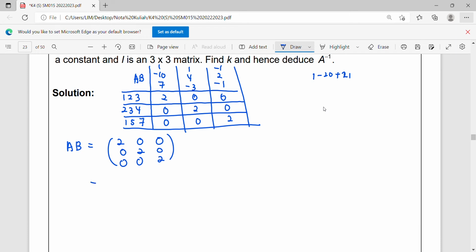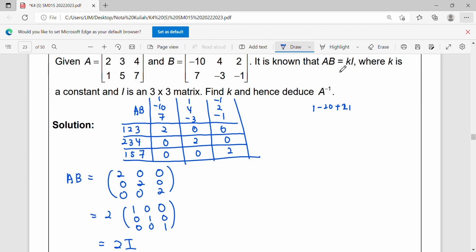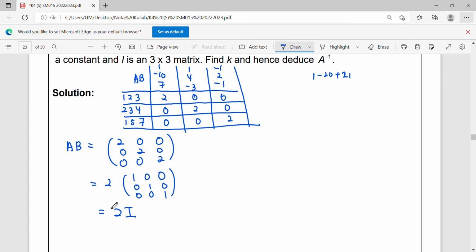Factorize the value of 2 so that we can see the relationship. It is equal to 2 times identity. Just now our question said it is known that A times B gives a K times I. So find your K. A times B, we showed, gives 2I, which means the value of K here is 2. Hence, this is a very important keyword here. Hence means using whatever result we have here, we have to continue to find A inverse.